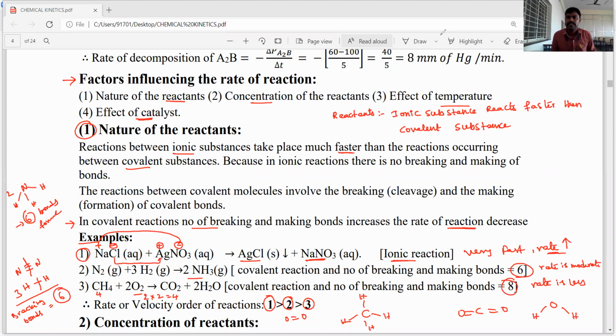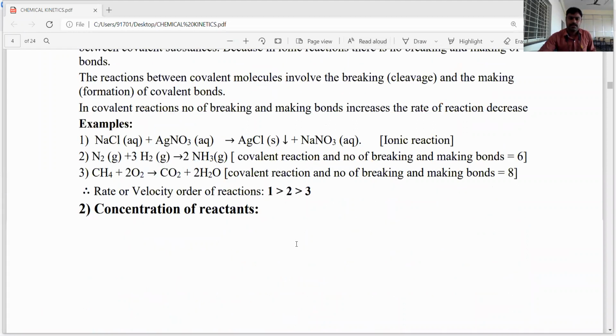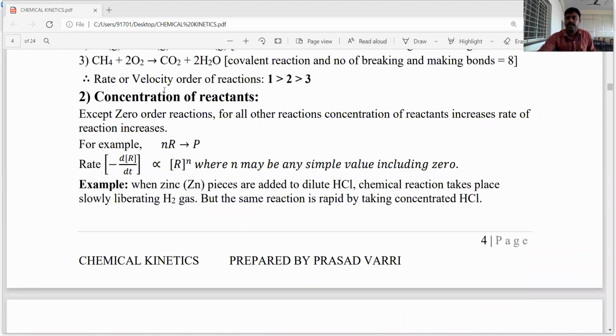Okay, dear students, let's see the second one, concentration of reactants. We know very well, except for zero order reactions, which we will discuss in further classes, just remember that for all other reactions, as the concentration of reactants increases, the rate of reaction increases. So the rate of reaction is directly proportional to the concentration of reactants.